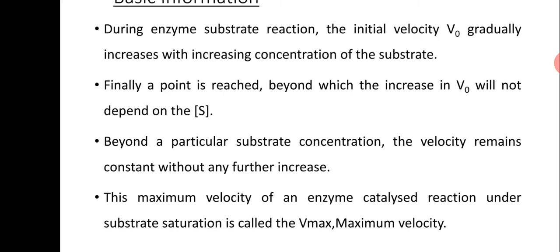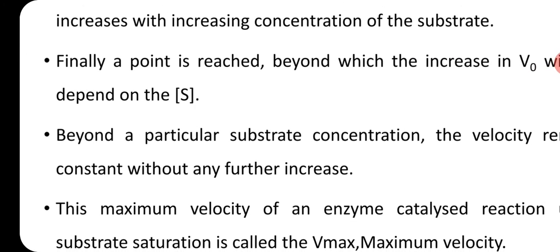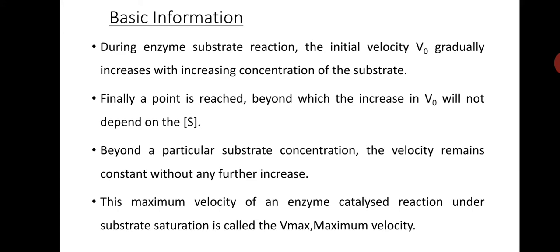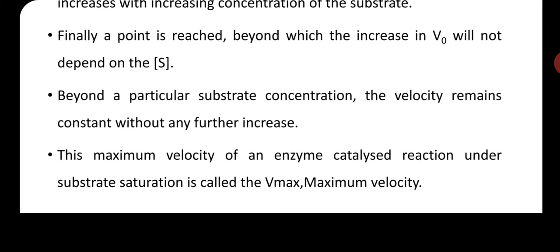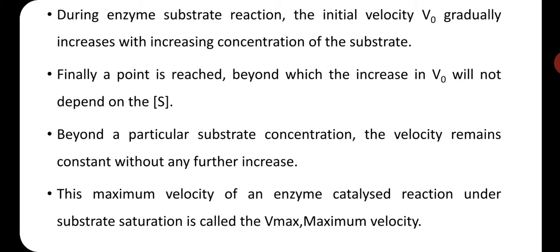Fine. So once this is going on, a point is reached at which there is no further increase in that initial velocity, and at this point there is no dependence of the reaction rate on the substrate concentration, which I have written over here in brackets. So beyond a particular substrate concentration, the velocity remains constant and there will be no further increase. At this place, the enzyme gets saturated with substrate. So here we are replacing the term V0 with Vmax. That is written in the last paragraph. At this point, where the maximum velocity of an enzyme catalyzed reaction is approached and the enzyme is at its saturation, this is called Vmax.